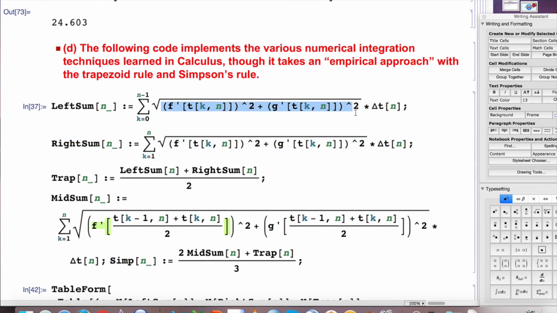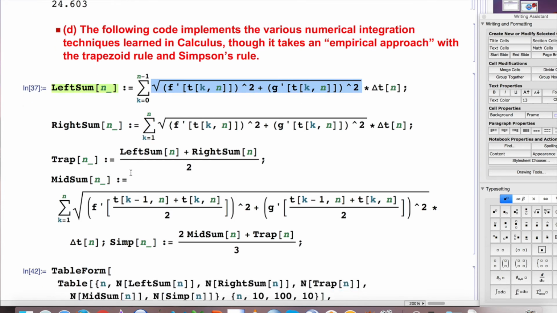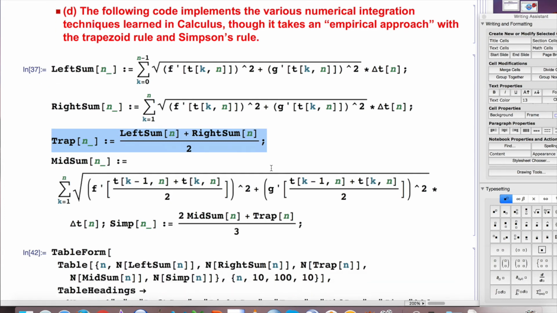By the way, again, the function we're integrating is not f or g, but the square root of f prime squared plus g prime squared. That's why the thing we're adding is a little strange. As far as the trapezoid rule and Simpson's rule goes, this is where I'm talking about the empirical approach. Turns out the trapezoid rule is the average of the left and right-hand sums. Many books don't approach the trapezoid rule that way. They approach it more from adding up areas of trapezoids. That is equivalent to this.